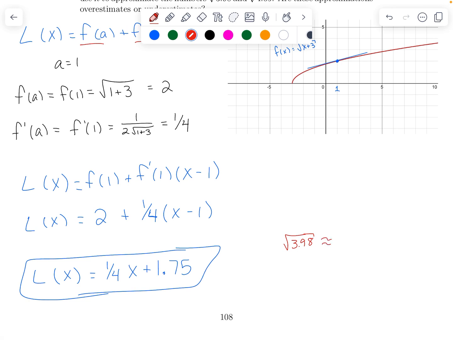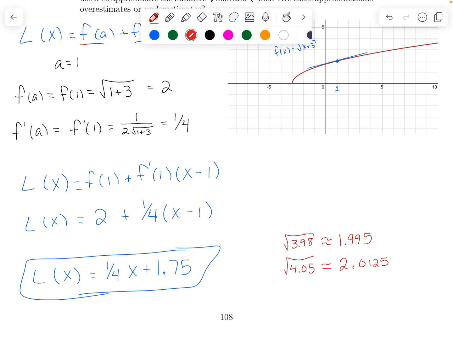is approximately, let me use my calculator, square root of 3.98. It's a little bit less than 2, of course, but it's 1.995. Square root of 4.05 is going to be a little bit more than 2. That's going to be 2.0125. So it's a pretty good approximation.